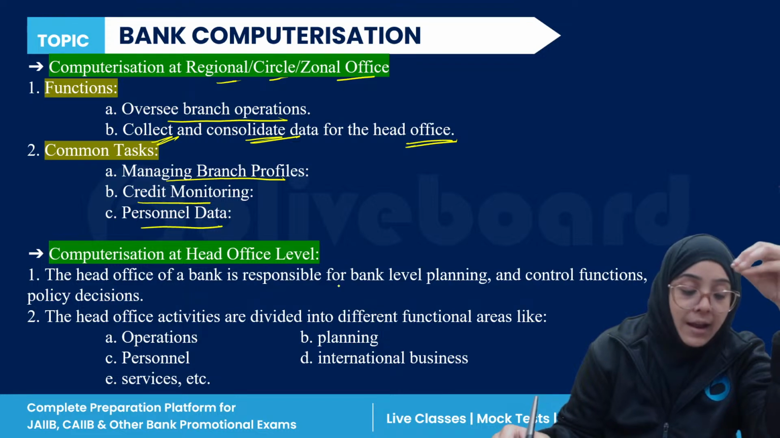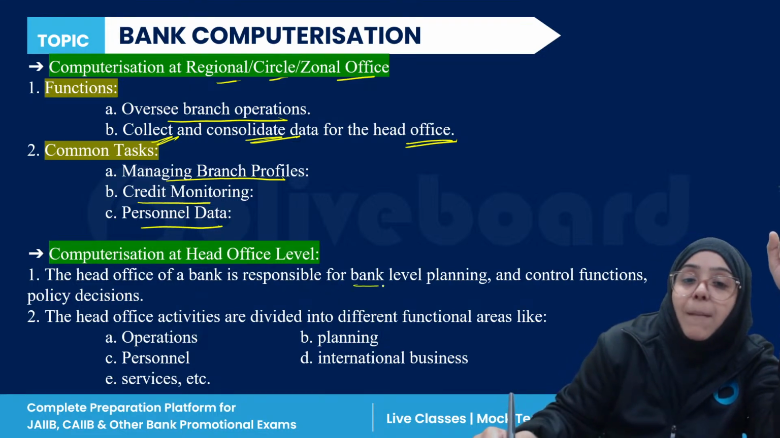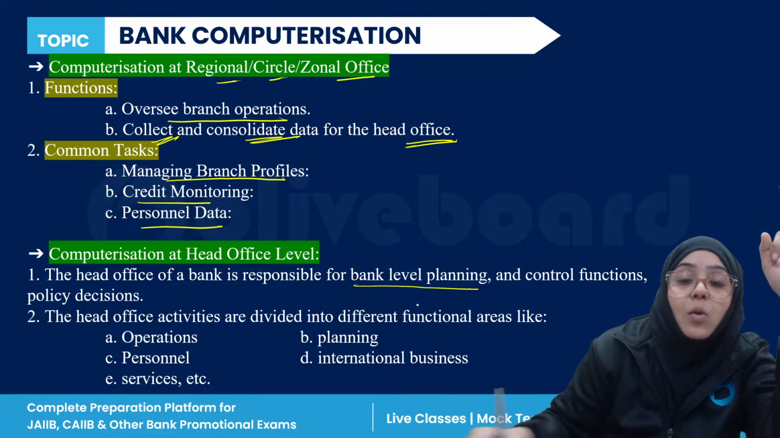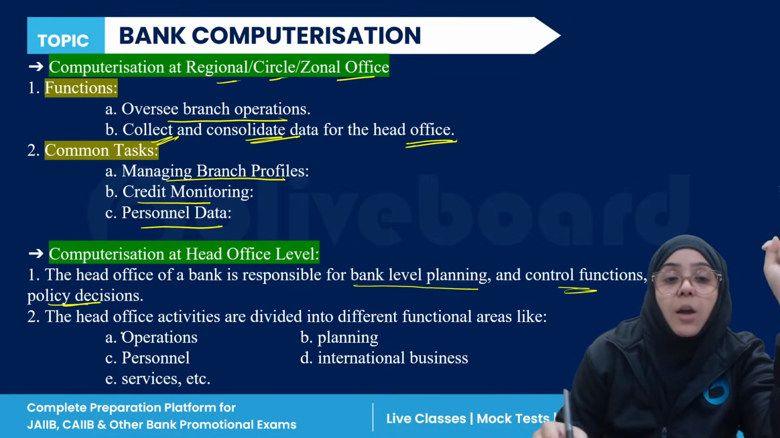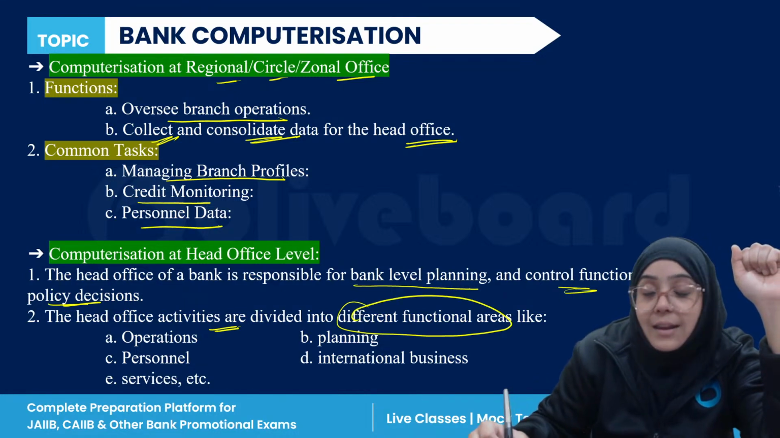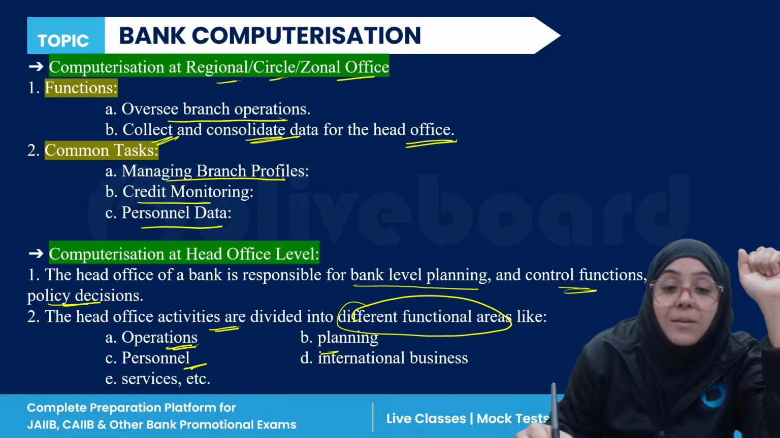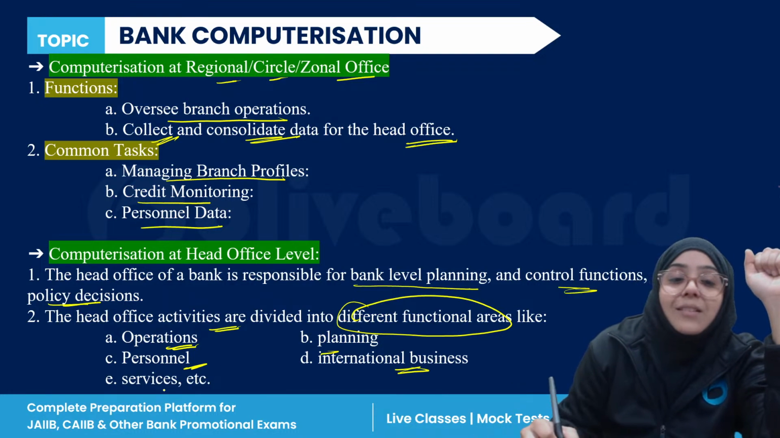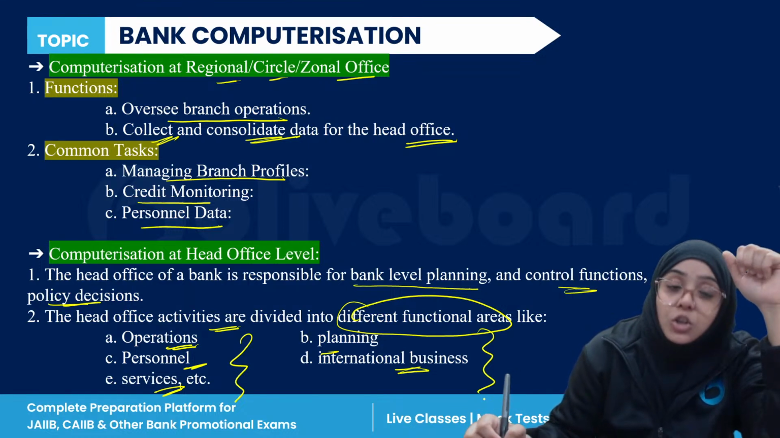So if we talk about the head office, it is responsible for bank level planning, control, functions, policy decisions, etc. The head office activities are divided into different functional areas: operations, planning, personnel, international business, and services. These are all the functional areas of the head office.